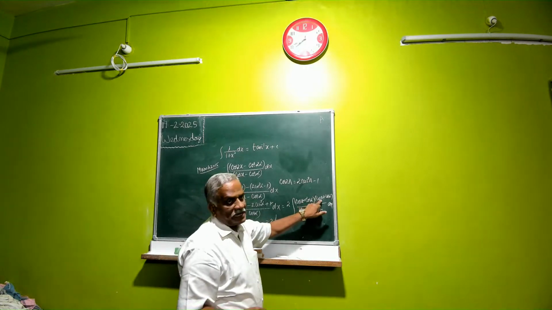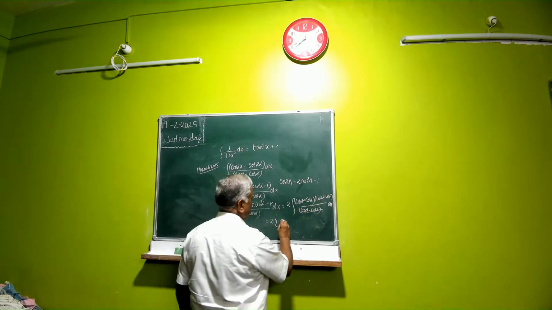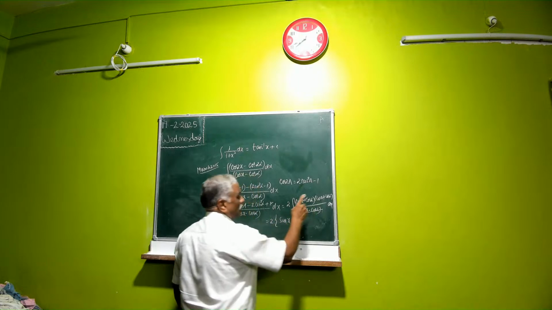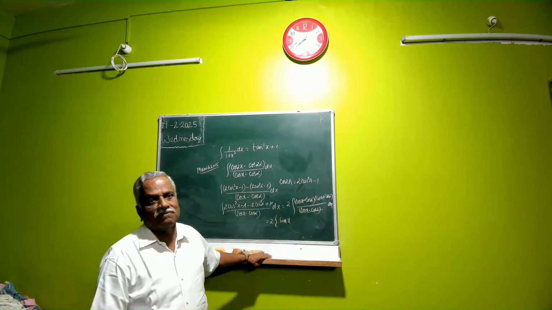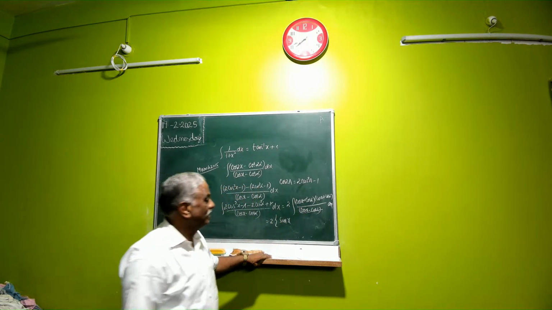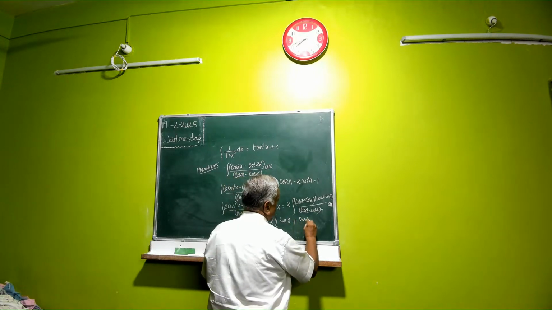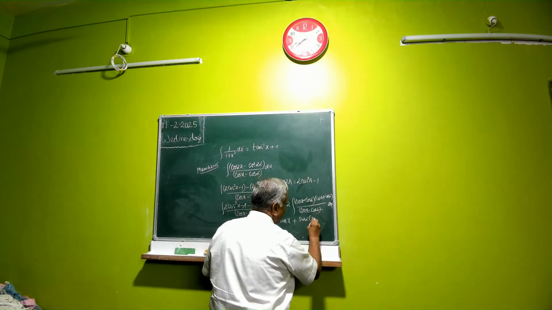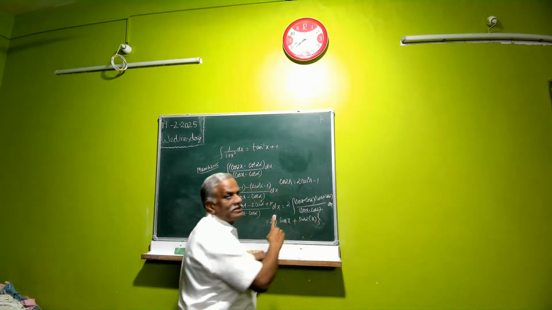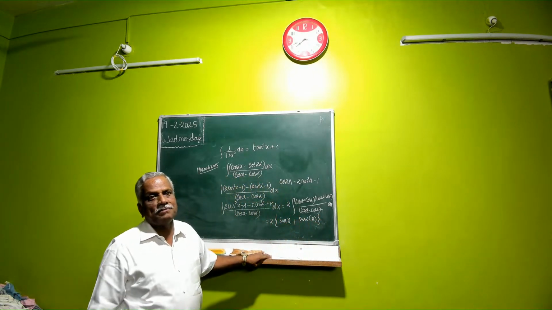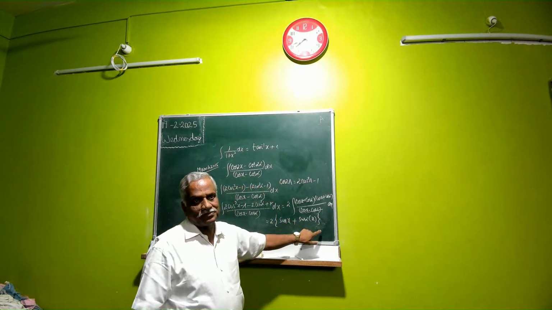Now 2 is a constant, keep it outside. So the integral of cos x is sin x. You have to integrate cos alpha; it is not sin alpha, alpha is a constant. So keep the constant as it is: cos alpha times x. Integration of 1 is x.